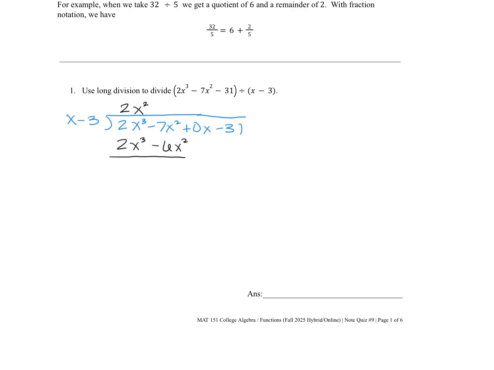Now we're going to subtract, and remember that means changing the sign and adding it up. So that's now a negative, that's now a positive. You'll notice the first terms always cancel out. And remember to always bring down the term behind it. Now we're going to repeat the process. So we're going to ask ourselves, x times what makes negative x squared? And that is going to be a minus x.